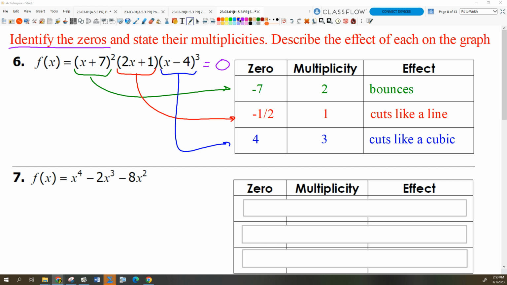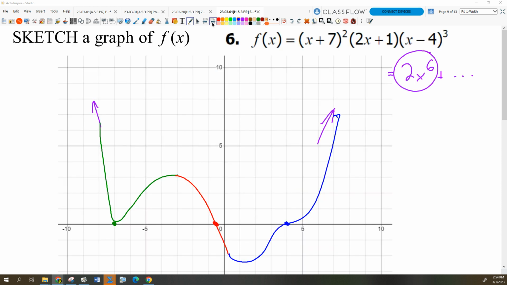And then finally, the 0 at x equals 4, that one had a multiplicity of 3, so it's going to cut through the x-axis like a cubic function does, right? That's one that looks like that, right? Where it's going to come down and graze the x-axis and then cross it, right? Okay? And when we put all that stuff together, that's the picture that we had.